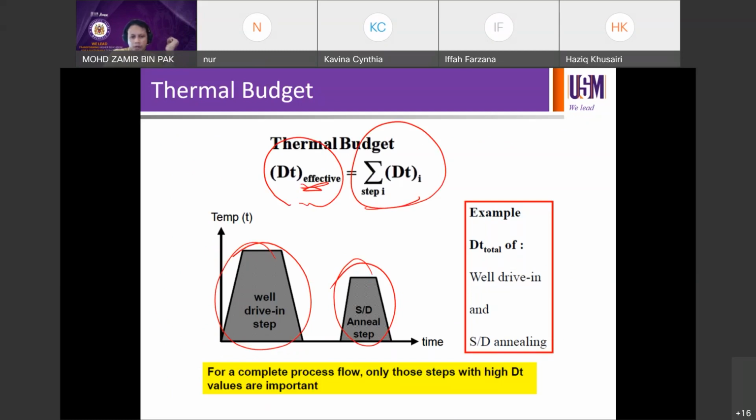Okay. So for a complete process flow, only those steps with high DT values are important, because they will affect the DT of the final devices. If you run the next process at low temperature, that will not impose any thermal budget on the device or the products.